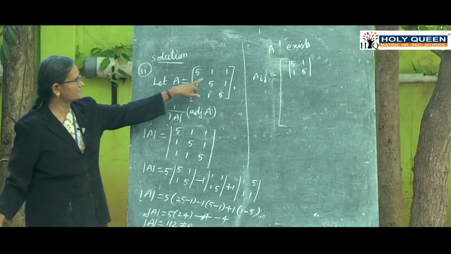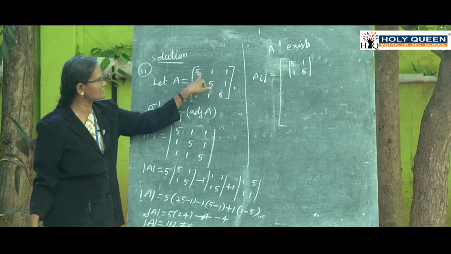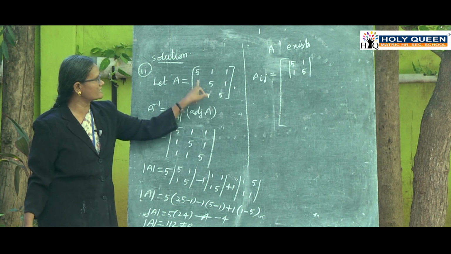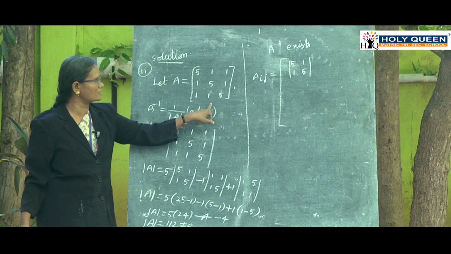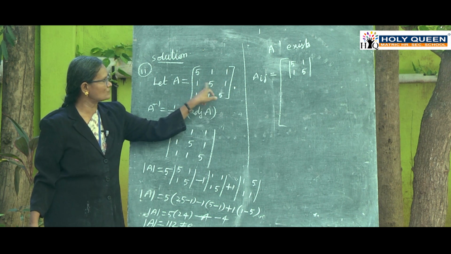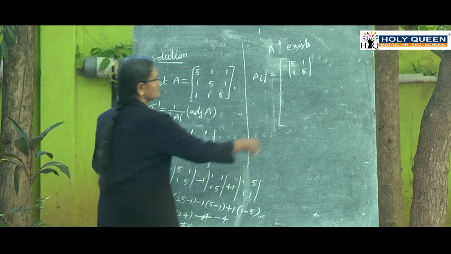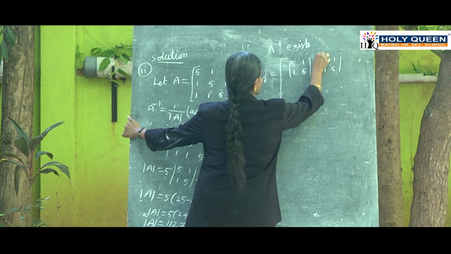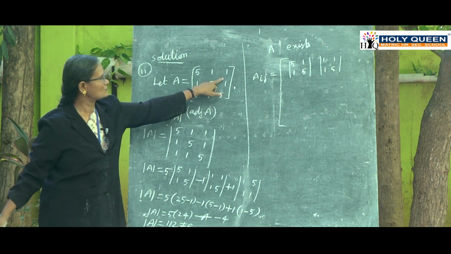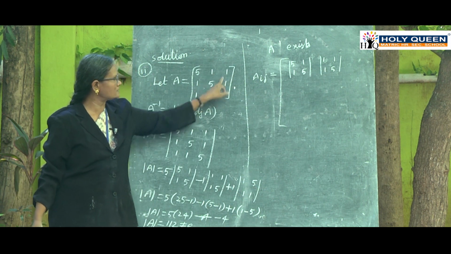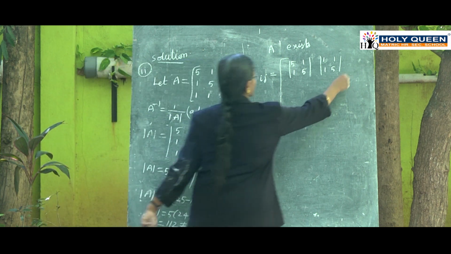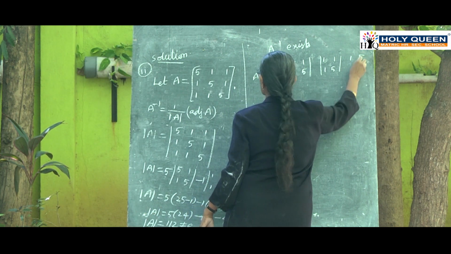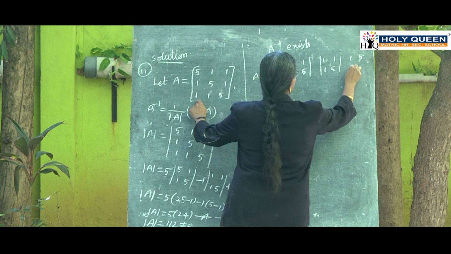Next, what is the element here? 1. The position of 1 is first row under the second column. Ignore that first row and second column. What is the remaining element here? 1, 1, 1, 5. Next element 1. Ignore that first row and third column. The remaining elements are 1, 5, 1, 1.